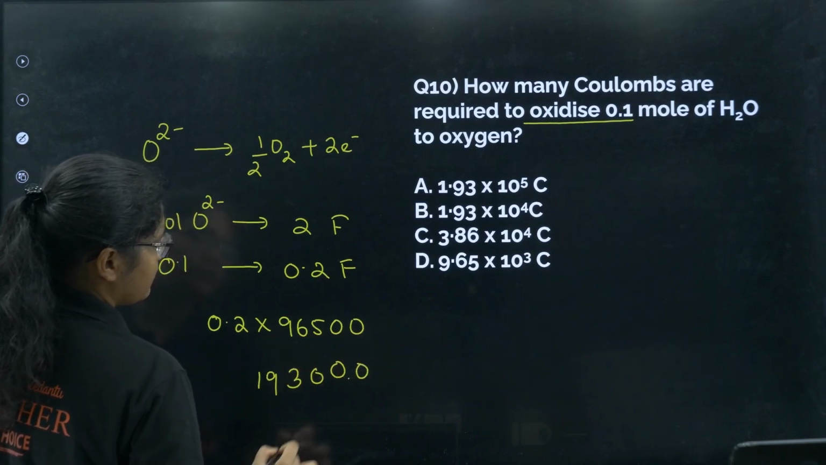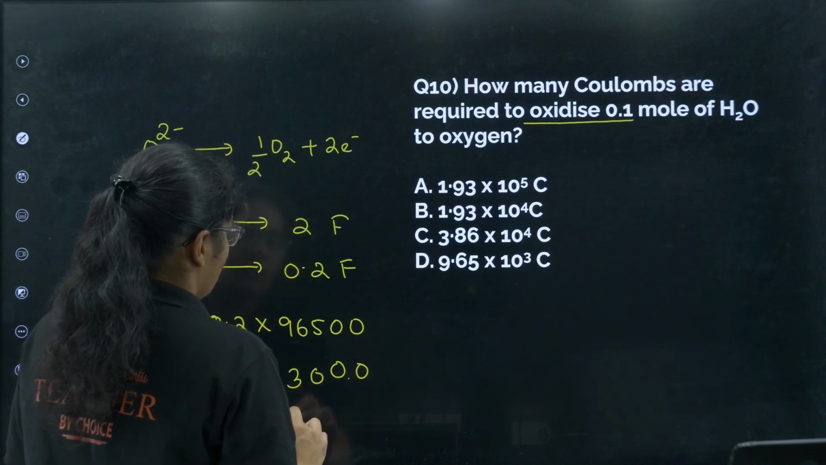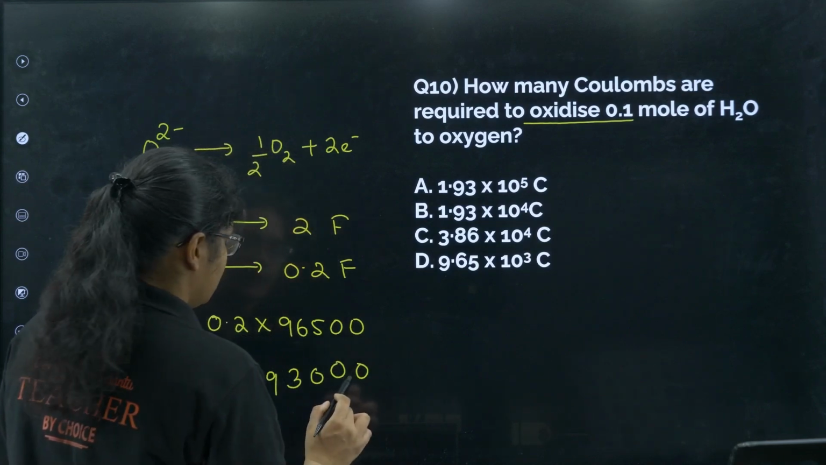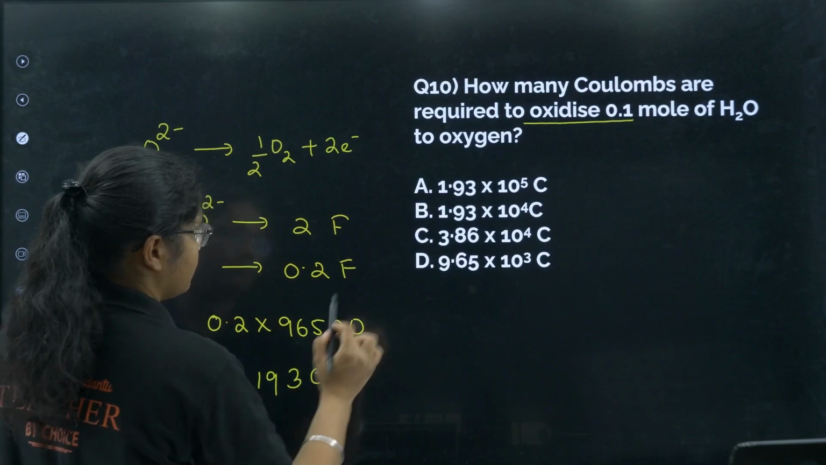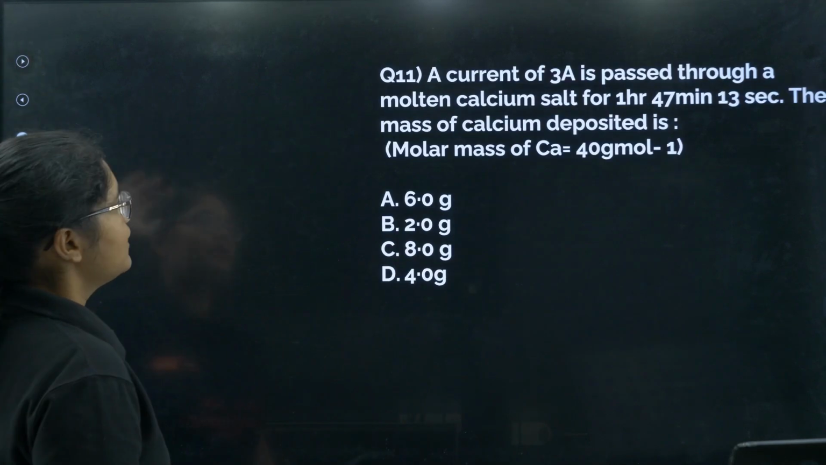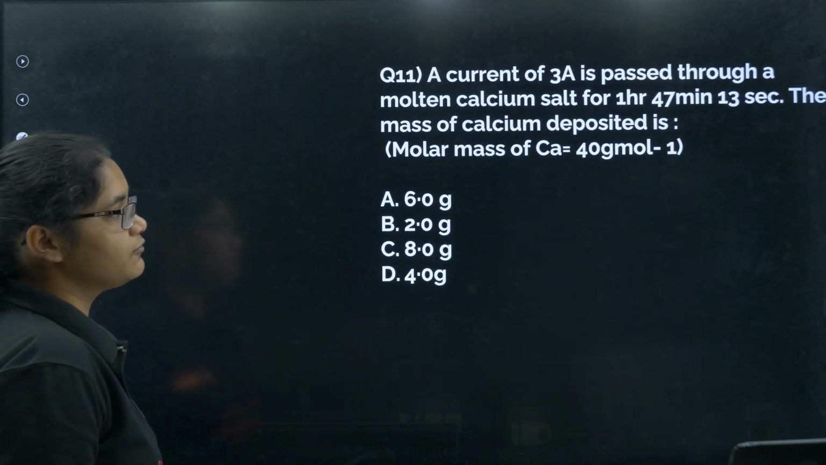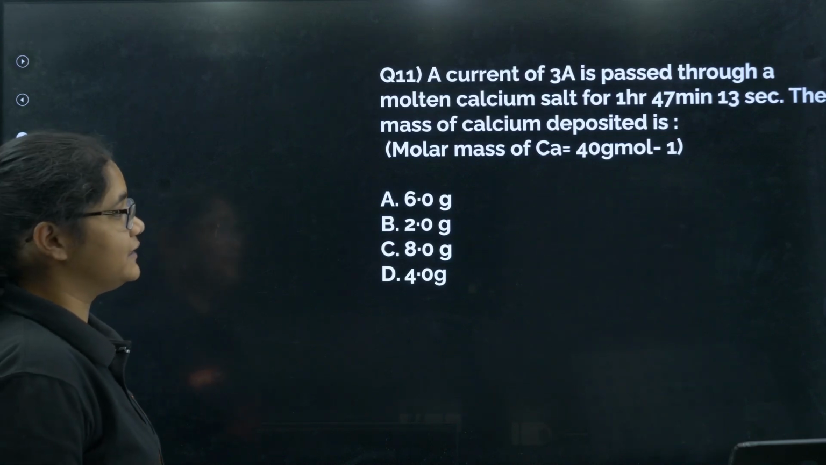Okay, so I will get 19300, or 1.9311234 into 10 to the power of 4 coulombs. Okay, option number B. Next, a current of 3 ampere is passed through a molten calcium salt for 1 hour 47 minutes and 13 seconds.